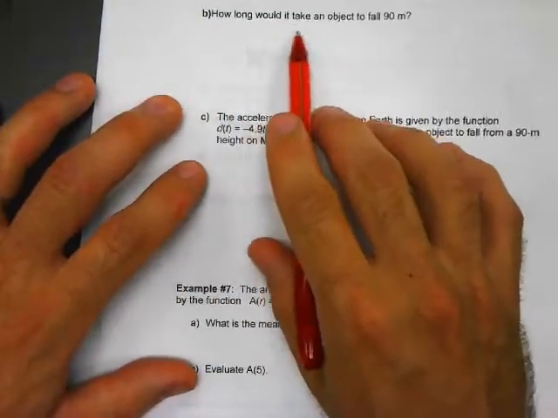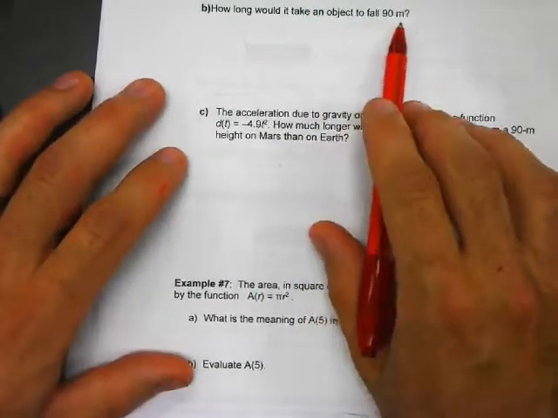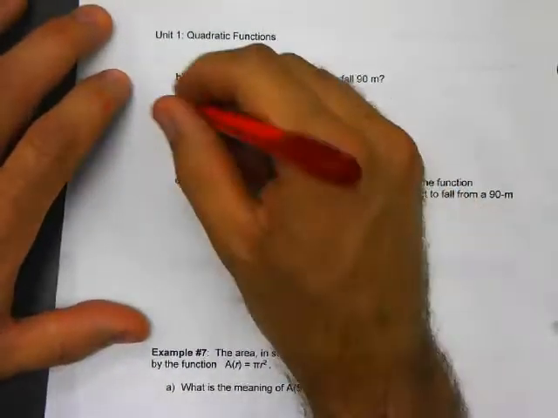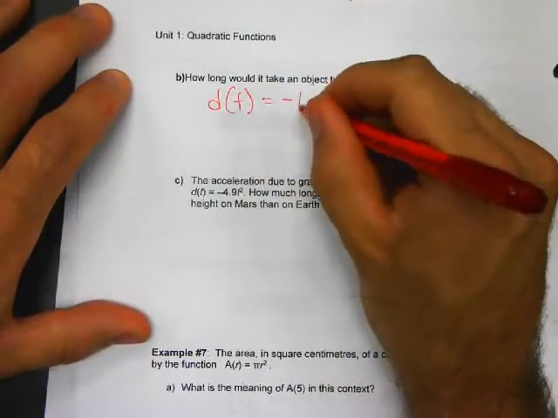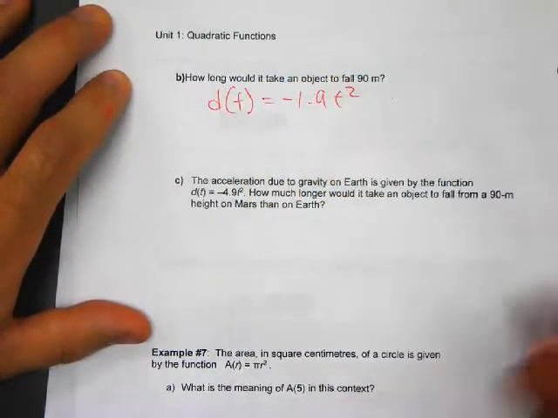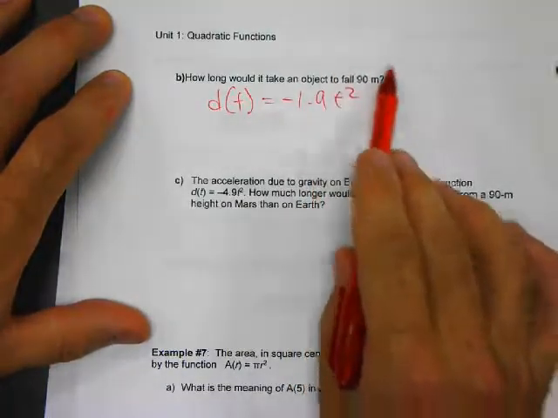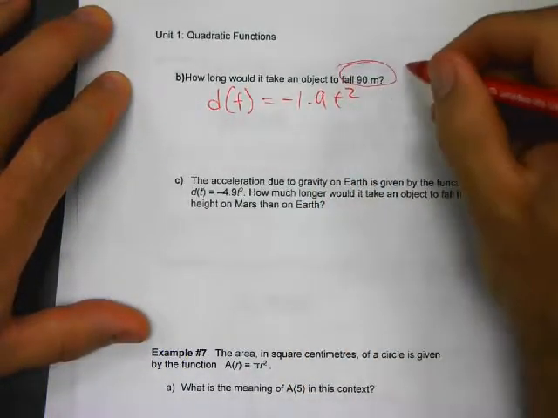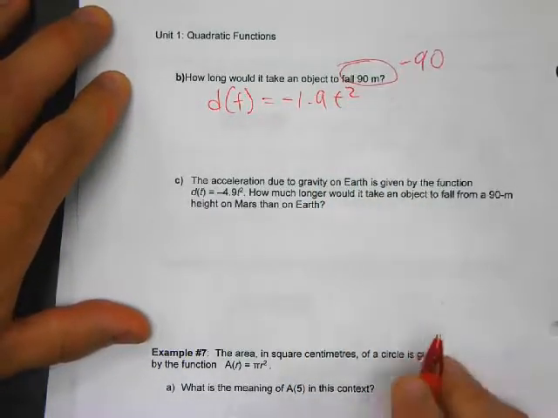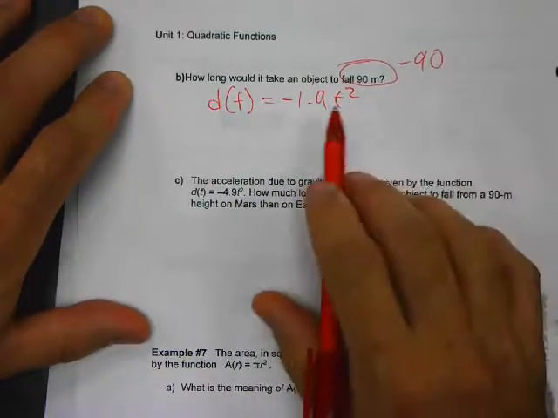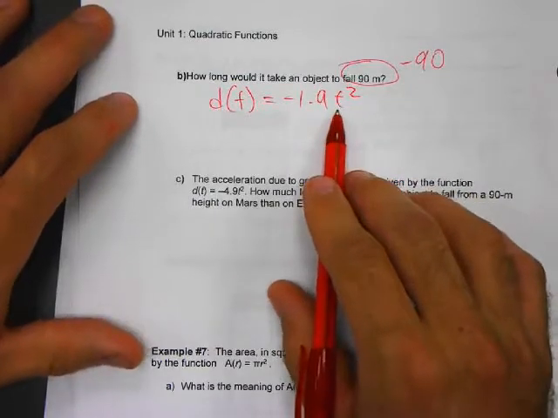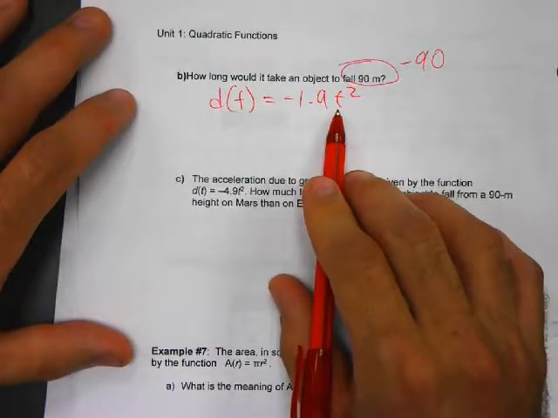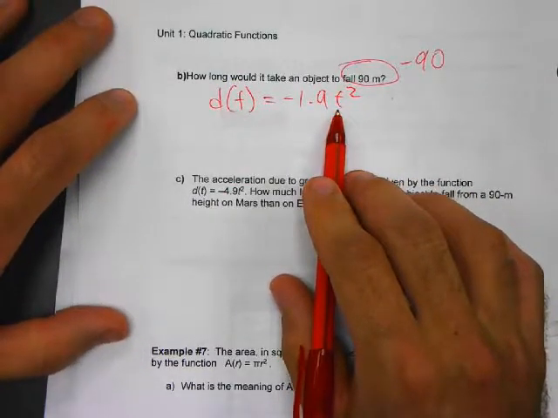So we get here. Like I said, how long would it take for the object to fall 90 meters? So you're going to write down your formula. d of t is equal to negative 1.9 t squared. So fall 90 meters says to me negative 90. Where do I put that? I don't put it for time. I could do guess and check for the time until I get an answer of negative 90, but that would be really, really messed up.